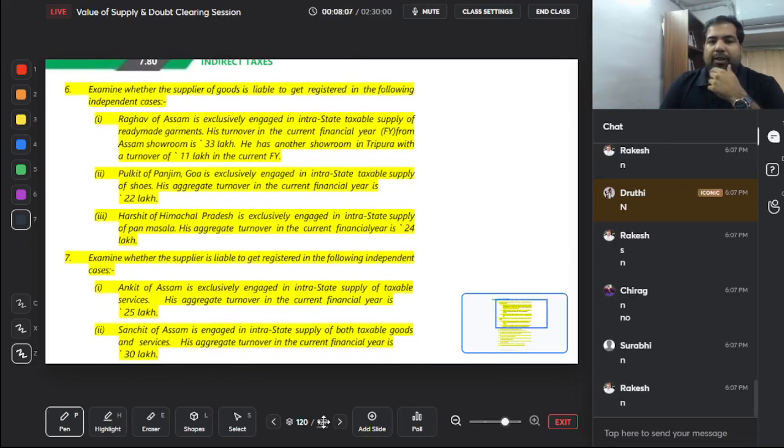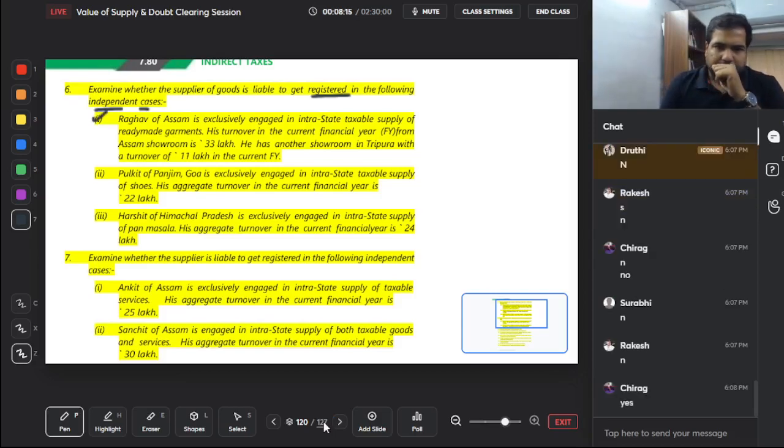Alright, examine whether the supplier of goods is liable to get registered in the following independent cases. First, check for section 24, especially interstate, guys. Check the first one. Raghava Assam is doing only intrastate supply of ready-made garments in Assam. 24 does not apply, so let's check 22. What is his turnover, guys? Assam is 33, Tripura is 11.